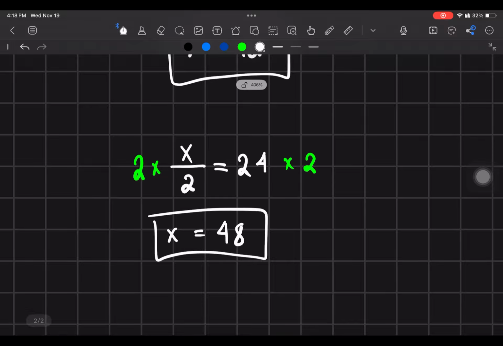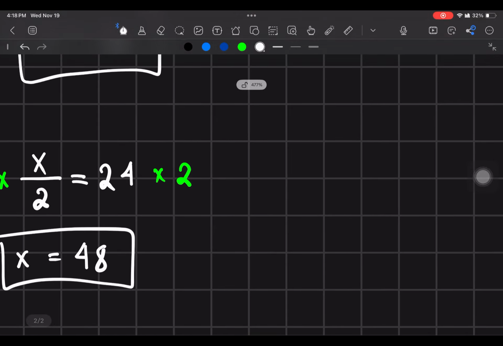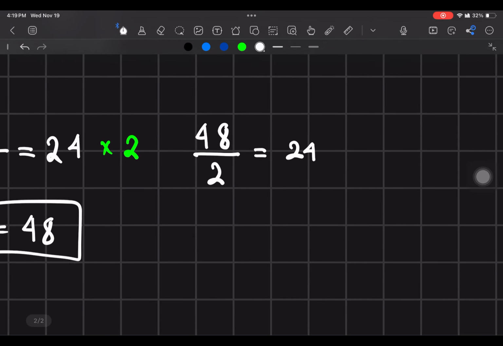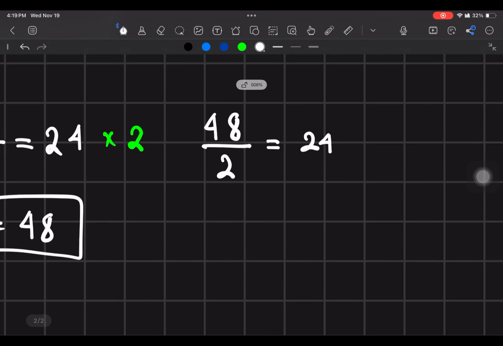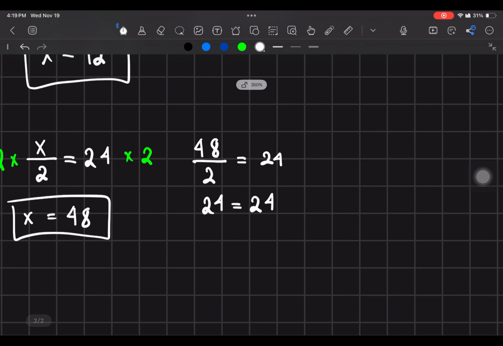If we want to check, we can plug x back into our original equation again. So we will have 48 divided by 2 is equal to 24. 48 divided by 2 is 24. So we are given 24 is equal to 24. And since 24 is indeed equal to 24, our solving is correct.